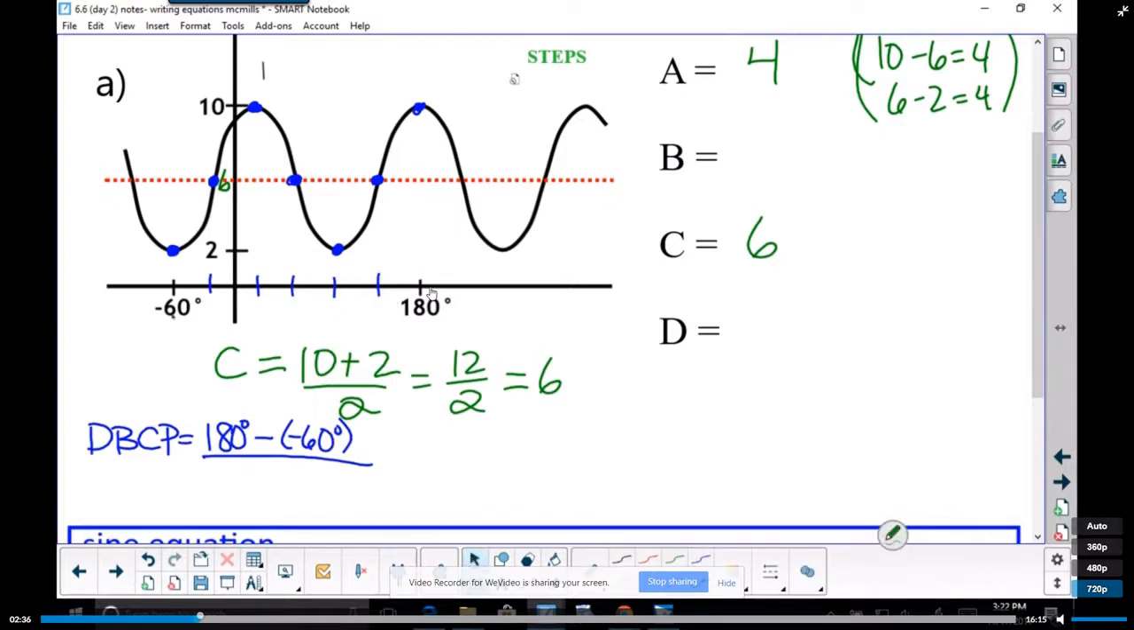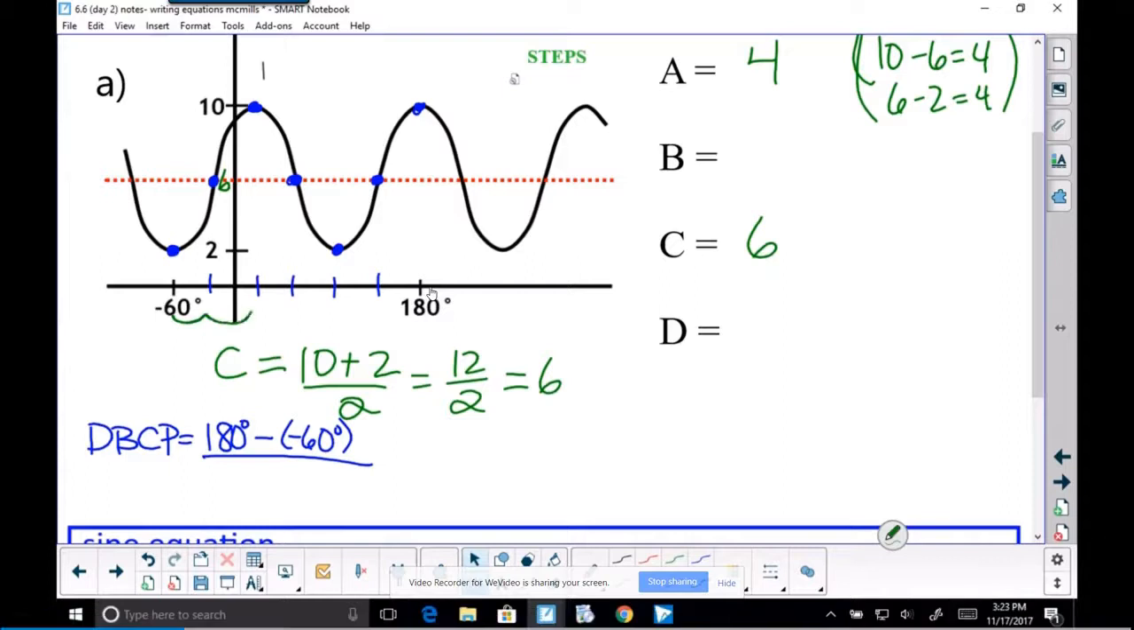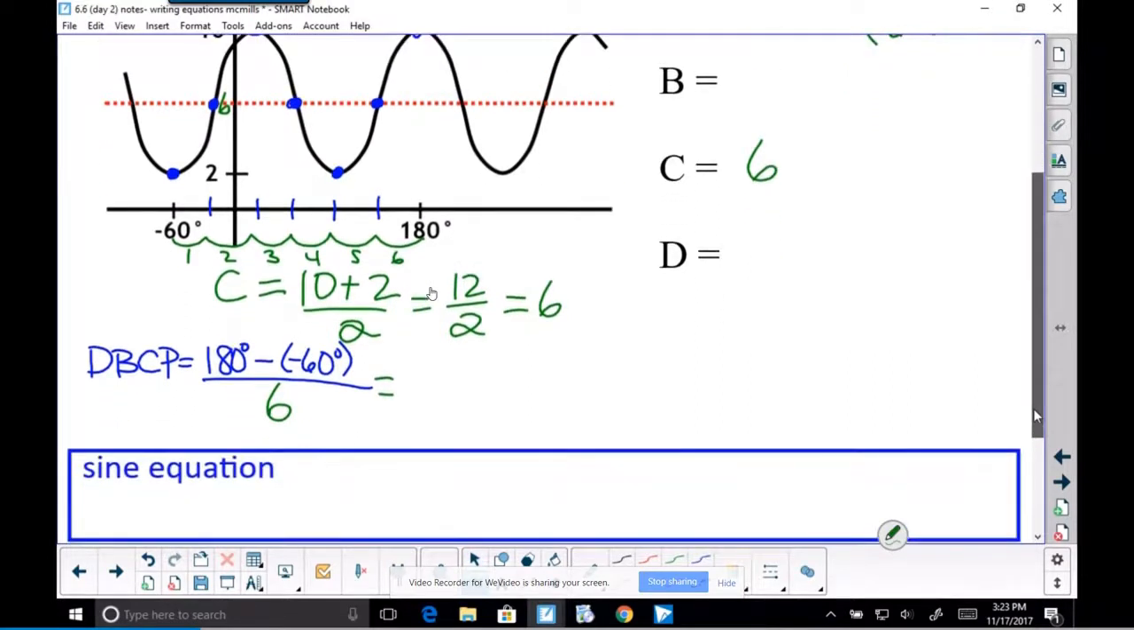So again, you're going to count the spaces, not the points. And again, since there's 7 critical points, there's going to be 6 spaces. It's always 1 less than the number of points. So we're going to divide that by 6. So we have now 180 minus negative 60 is 240 degrees. We're going to end up adding, and we're going to divide that by 6. So our distance between critical points is 40 degrees.